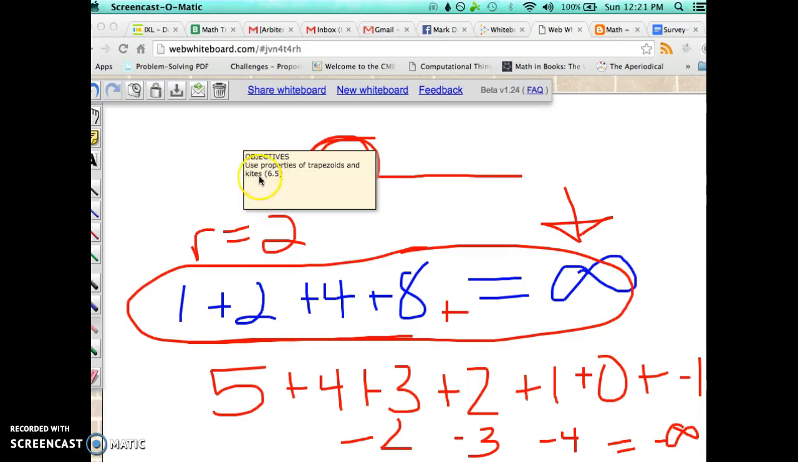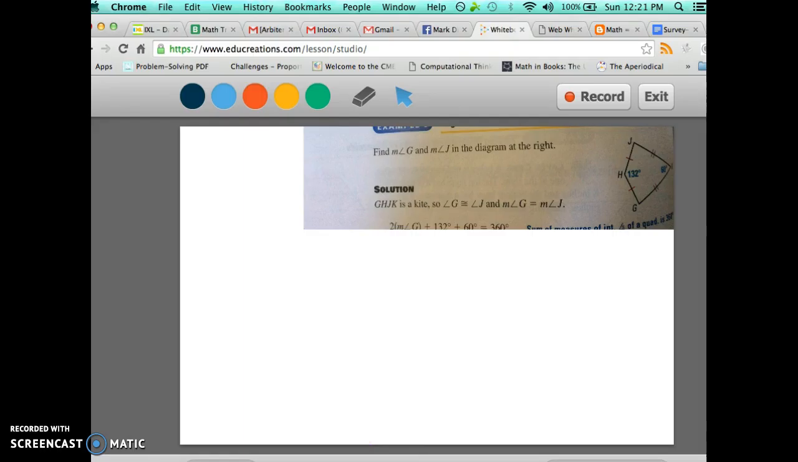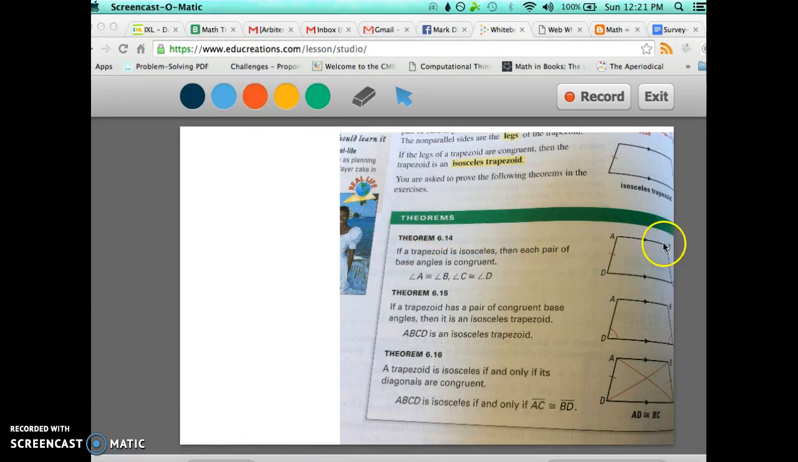Kites have some congruent sides. They have pairs of congruent sides. I'll show you. Trapezoids have only one pair of parallel sides. And let me show you. Okay, so there you have a trapezoid. Now, this is all about trapezoids.